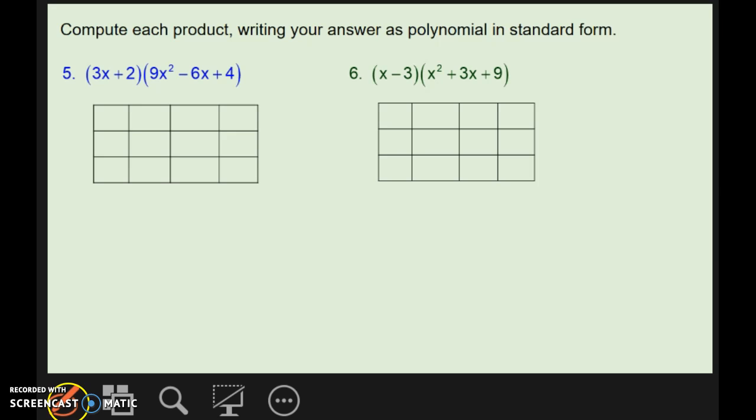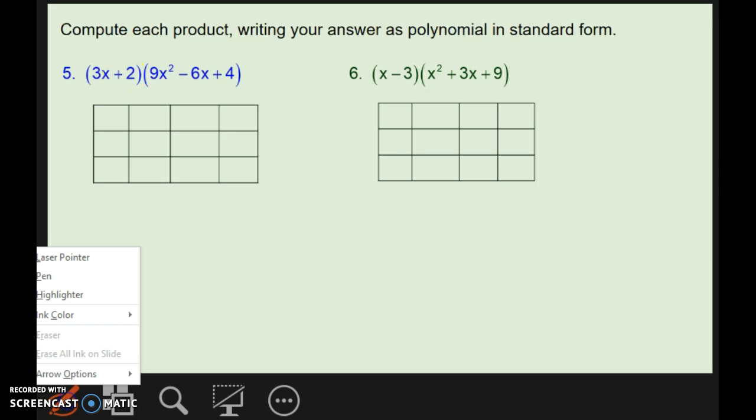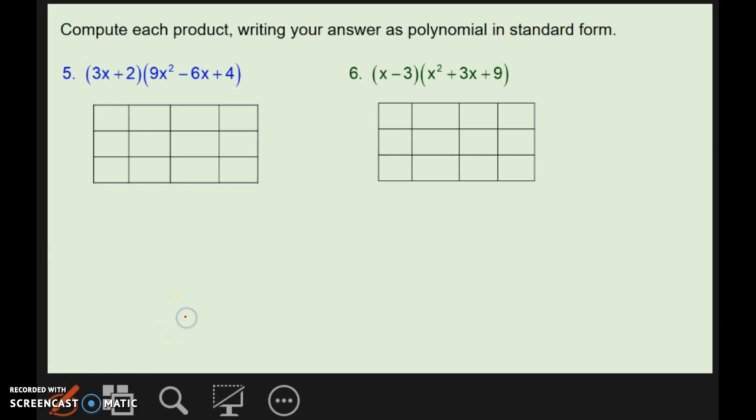We're going to take number 5 here. We've got 3x plus 2 times the quantity 9x squared minus 6x plus 4. Just like I did before, I'm going to take that first expression, 3x plus 2, and put it along the column. Then I'm going to take my second polynomial and put it along the row.